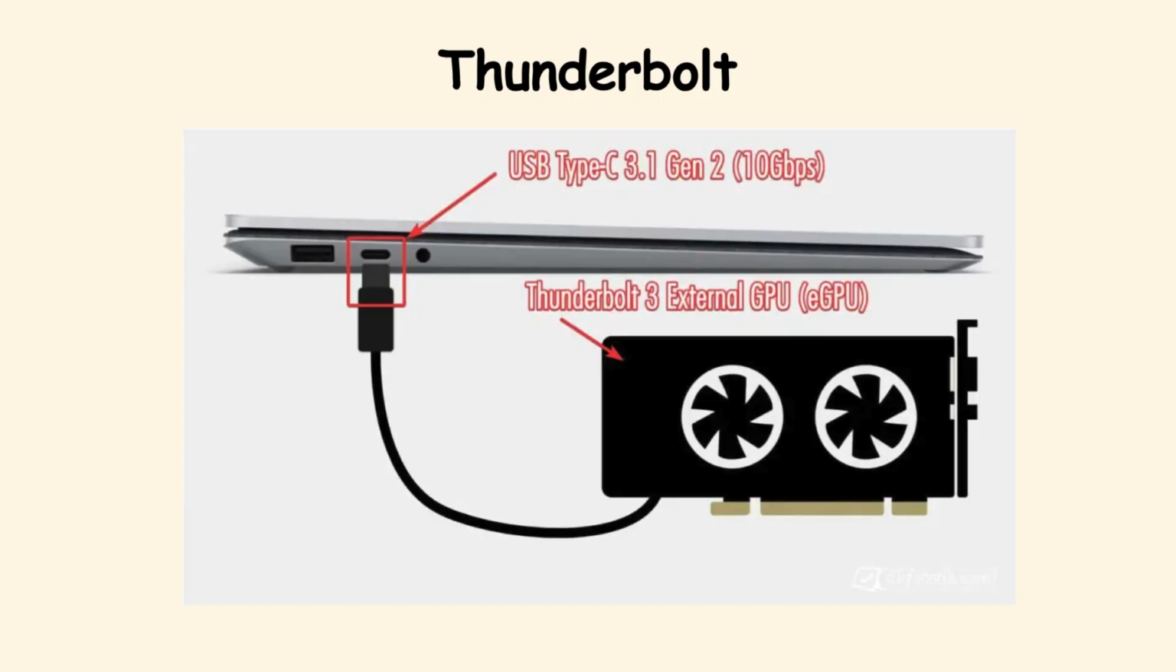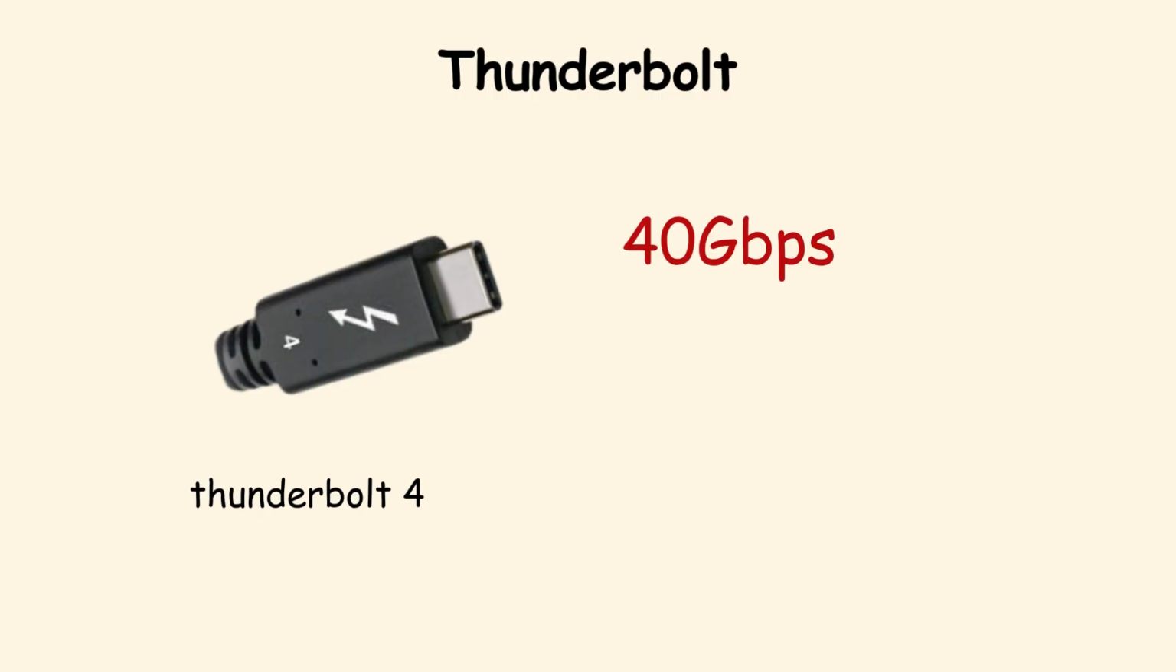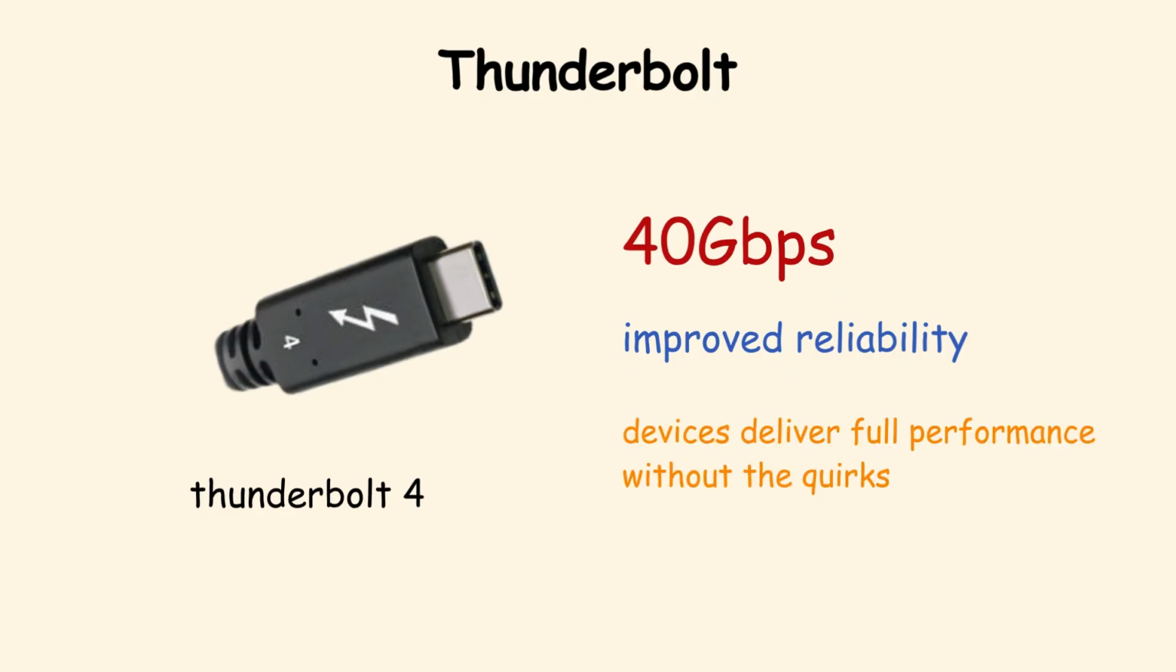Thunderbolt 3 also introduced support for external GPUs, so slim laptops could suddenly gain desktop-level gaming or rendering power with a single cable. Thunderbolt 4 kept the same 40 gigabits per second speed, but improved reliability, ensuring all certified cables and devices deliver full performance without the quirks Thunderbolt 3 sometimes had.